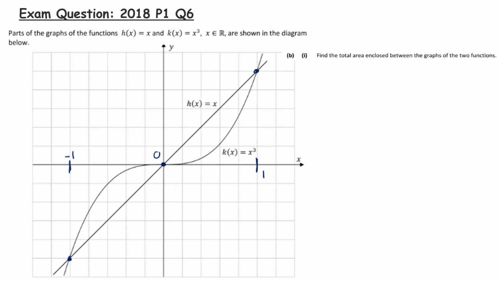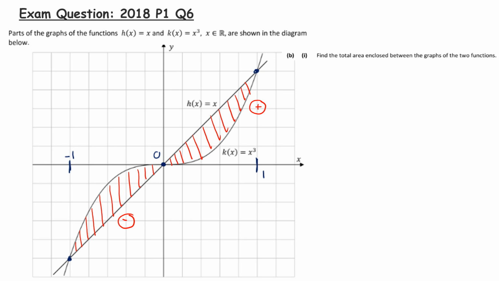Part B(i) asks us to find the total area enclosed between the graphs of the two functions. So we're looking for two pieces. We're looking for this piece here, and bearing in mind where it is, that part's going to be negative. And we're looking for this piece up here, which is going to be positive.